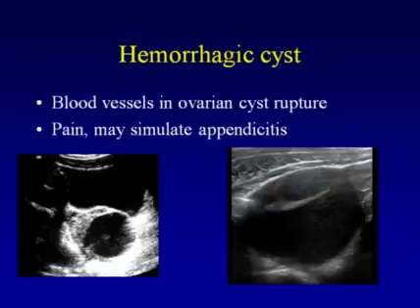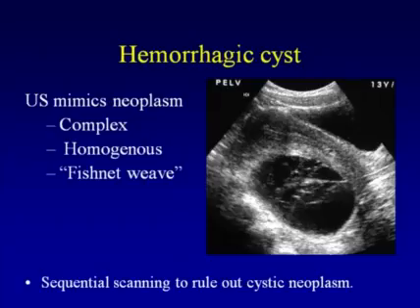Cysts can cause symptoms if they bleed, and they can simulate appendicitis. This is typically a diagnosis of exclusion. You may have the fishnet weave appearance of a complex cystic structure, but it's important to document resolution, as these may actually be a cystic neoplasm.